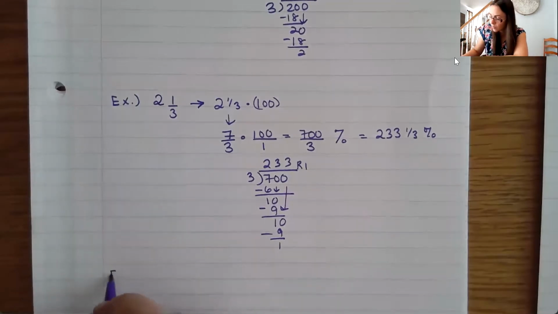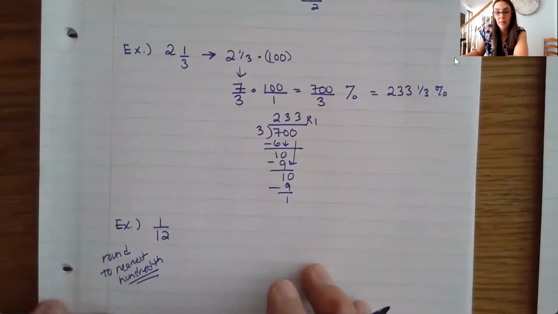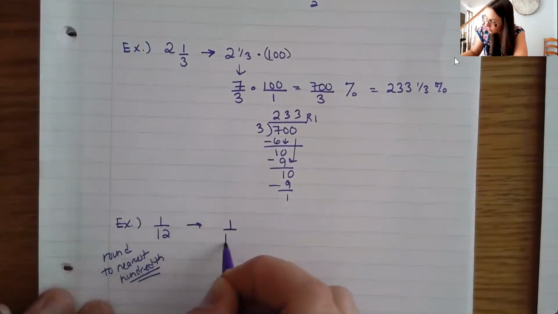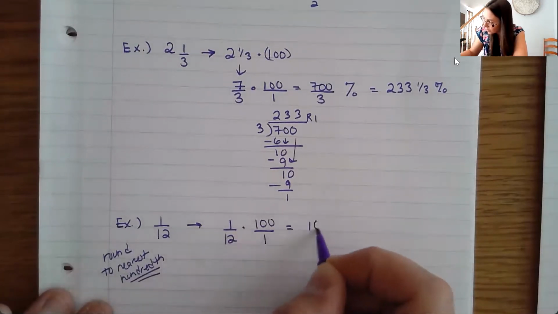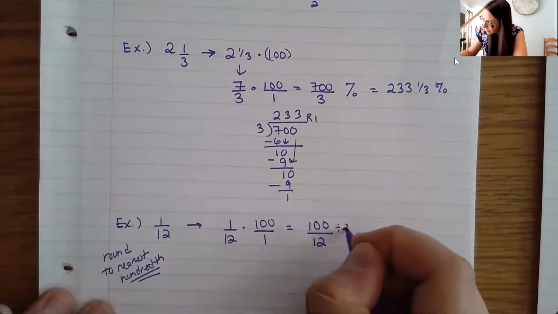So let's do one more. Let's do 1/12. And this time I do want to round. So let's round to the nearest hundredth. Okay, so maybe I don't want the mixed number this time, I want the decimal. So I do the same process, 1/12 times 100/1. So I have 100/12. I am going to do a little simplifying here first, so I can simplify this fraction.